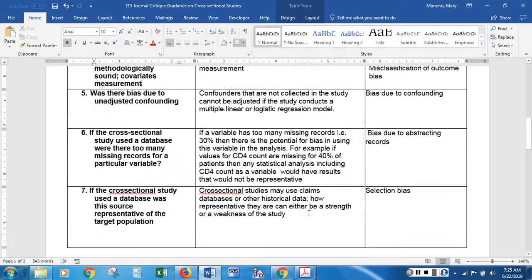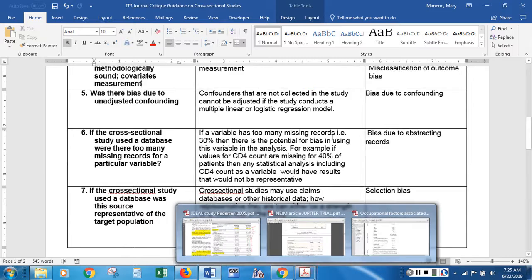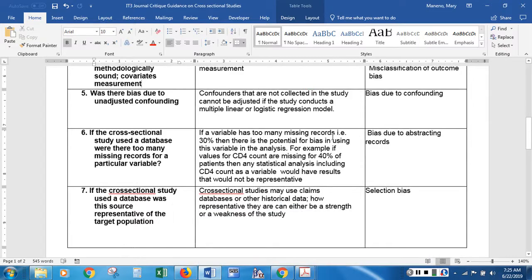Next, if the cross-sectional study used a database, were there too many missing records for a particular variable? So in this case, they didn't use a database, but they mentioned at the beginning of the study, as you recall, that there were 2 participants who had missing information and they were excluded from the study. And so we assume that the remaining participants had their data, and so this was not an issue for the study.